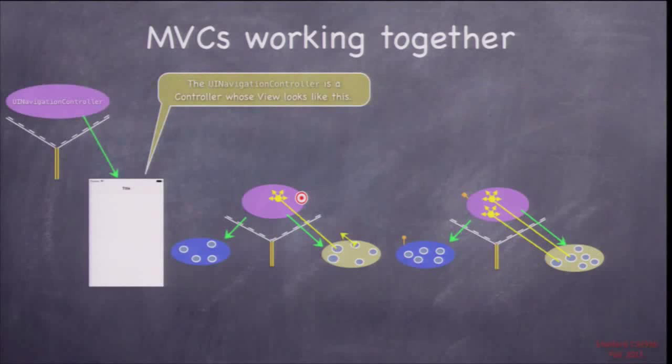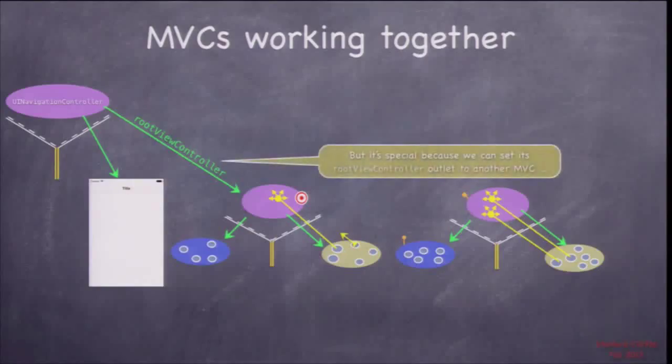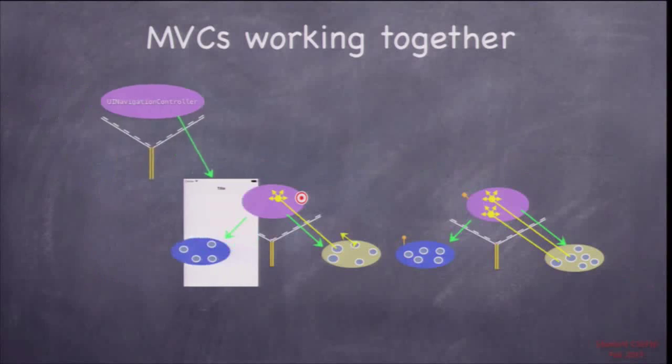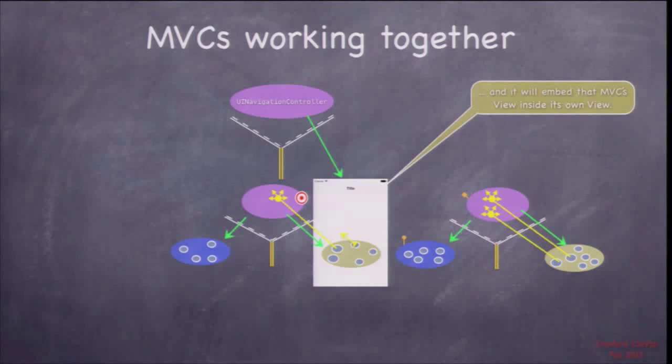A UI Navigation Controller looks like this. It's an MVC. Its controller is the UI Navigation Controller. Its view is this kind of white rectangular thing with a gray bar at the top and possibly a gray bar at the bottom. And it includes a root view controller, which is a special outlet that comes out that points to the controller of the MVC that's going to appear in the navigation controller when it starts up. It's root view controller. Okay? So when you set that to be this MVC, the navigation controller is going to look like this. It's going to put the view of that root view controller's MVC embedded inside of its view. Right? Everyone understand that? Okay?